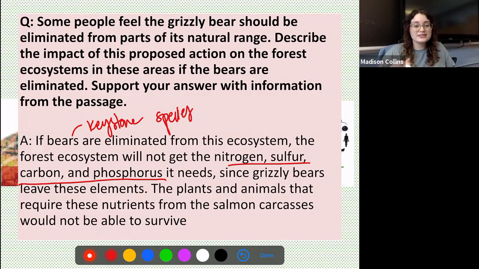So the plants and animals that require or depend on the scattering of these nutrients and carcasses would no longer be able to survive without that keystone species.